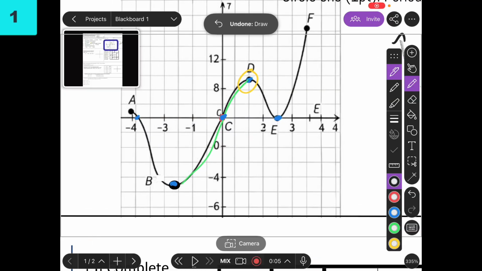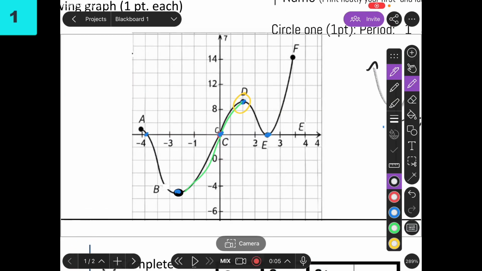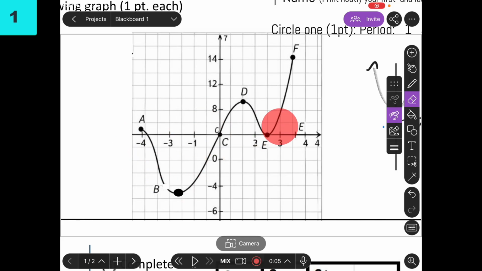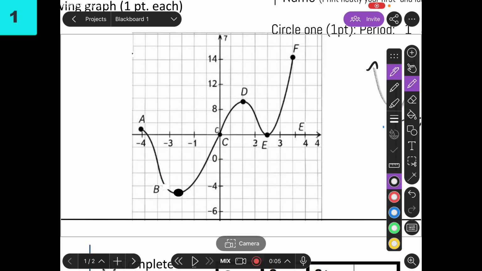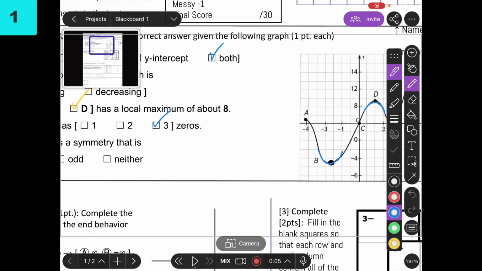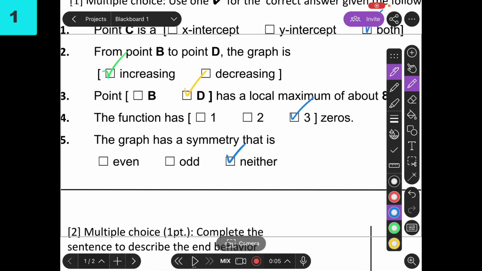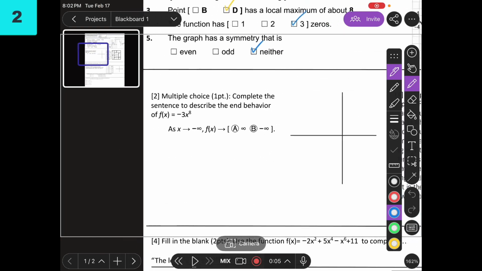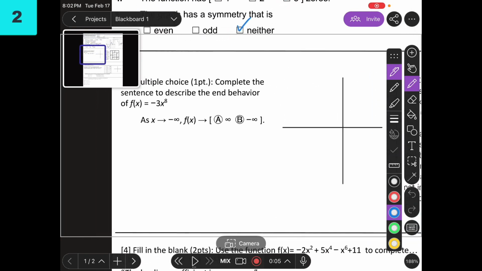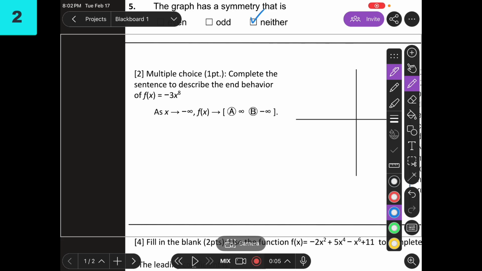But even if I fold it twice for this one, I'm not going to get the exact same answer from one side to another, right? You notice that this is a little bit wider. This dip is a little bit wider than this one. So regardless of how many times you fold it, it's not going to be perfect. So this is neither.